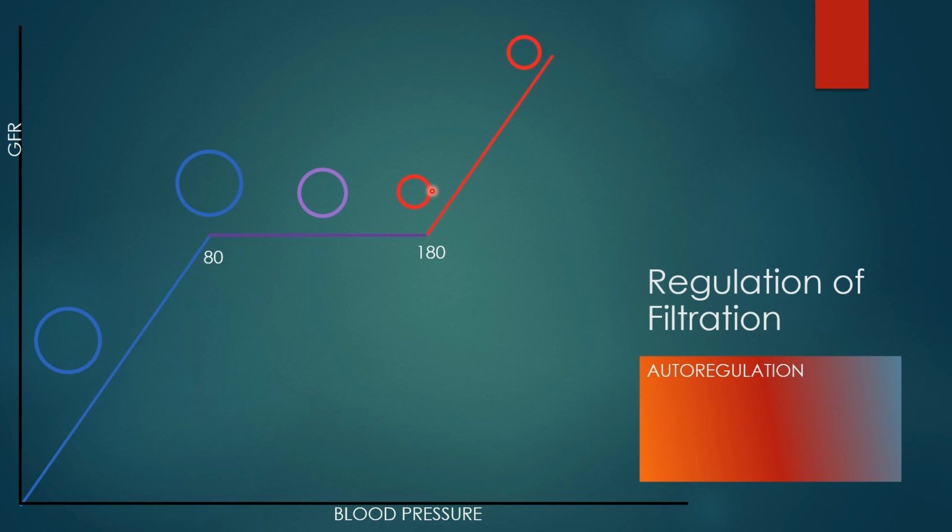Now what happens once my blood pressure gets past 180? My blood vessel's as small as it's going to go. As my blood pressure goes up, my GFR is going to have to increase because I can't make that blood vessel any smaller. This GFR autoregulation plays a huge role in your day in, day out GFR management.